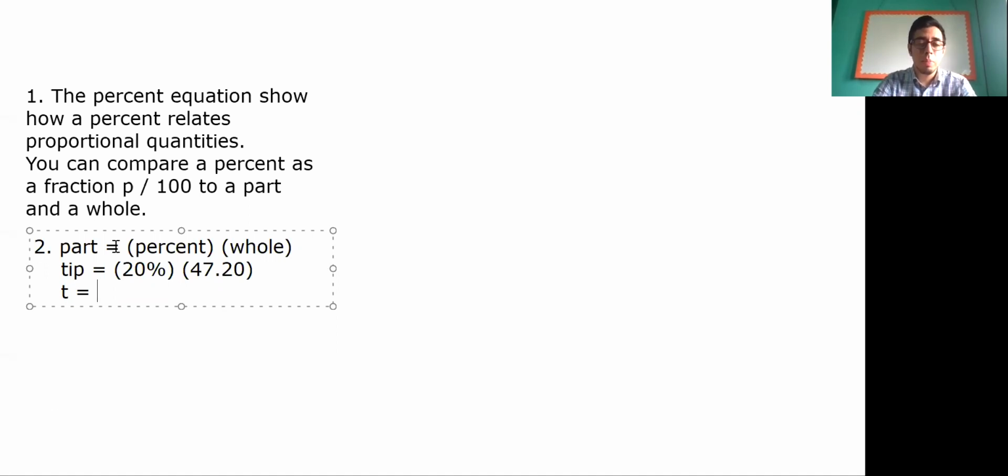And what about the 20% we have in here? Remember, I cannot multiply if I have this in percent. So I need to divide by 100. I divide the percent by 100, so I'm going to obtain a decimal. When I divide this by 100, I obtain 0.20. And I'm going to multiply this by 47.20.